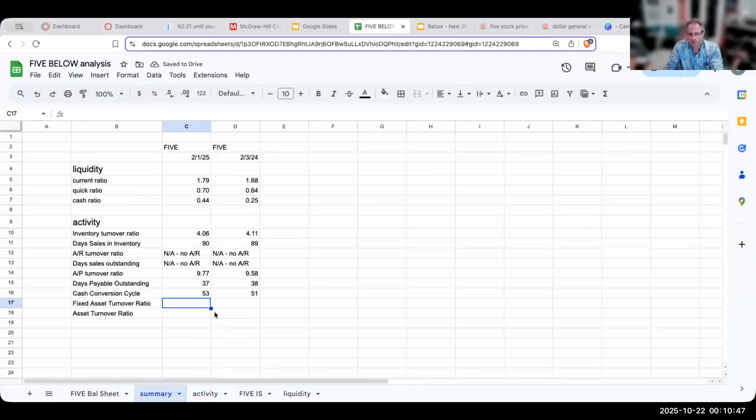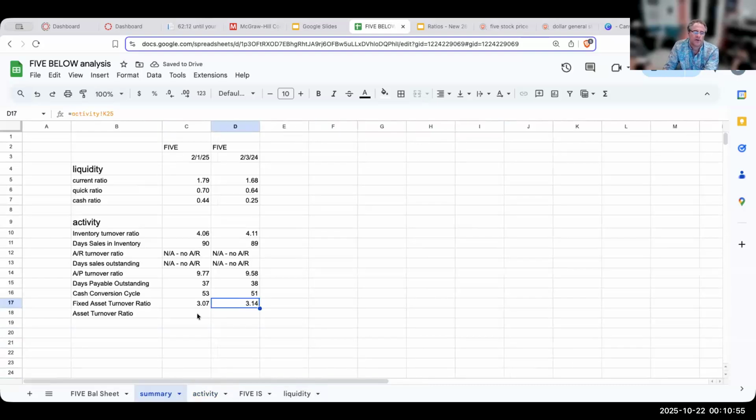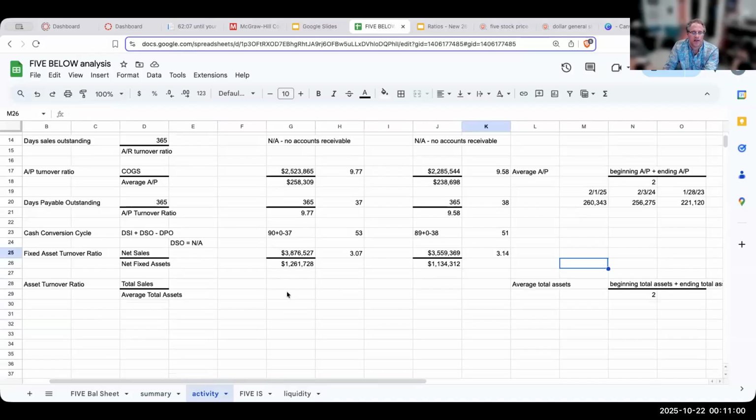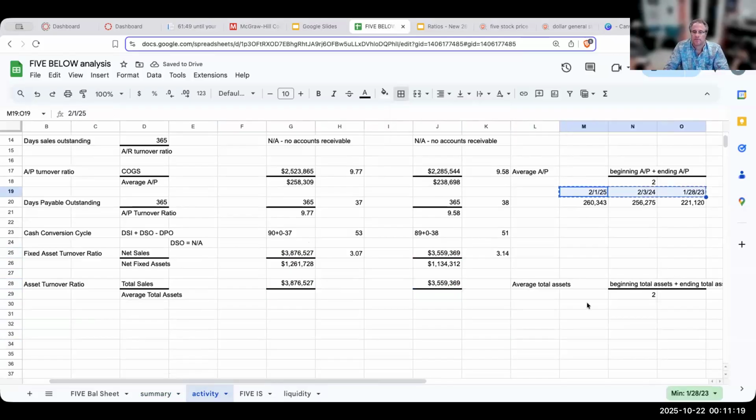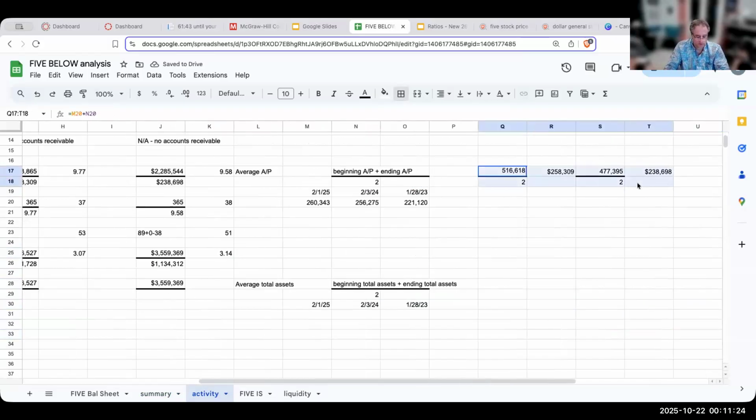So let's go ahead and add this into our ratios over here. And right over there. Let's go ahead and take a look at our last one, the asset turnover ratio. Let's take a look at this one again. Total sales, really the same thing as net sales. And then here we're going to be dividing this by average total assets. Okay, so we'll go ahead and do the same thing and use this as well.